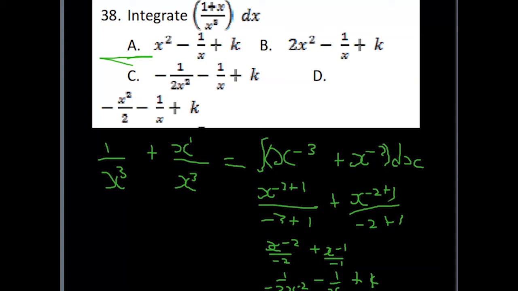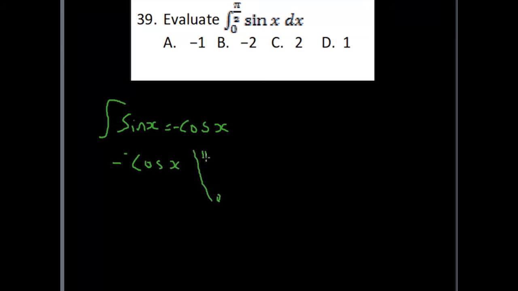Integration of sin x dx is minus cos x. So minus cos x from this boundary now, from 0 to pi over 2.